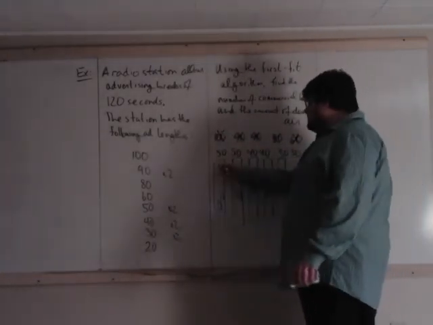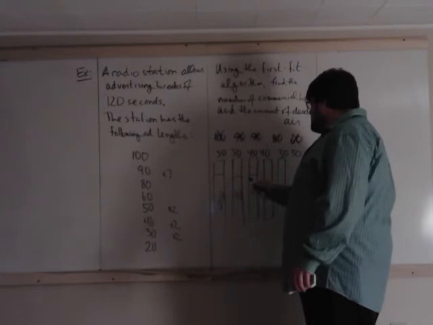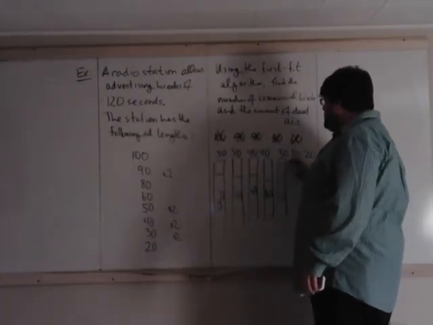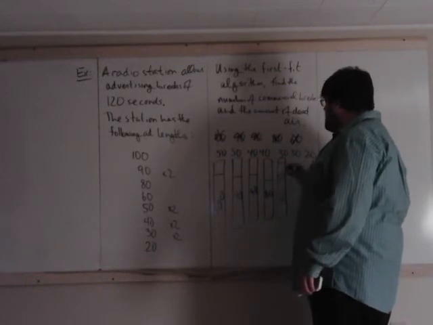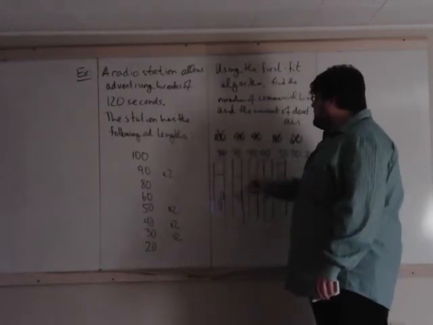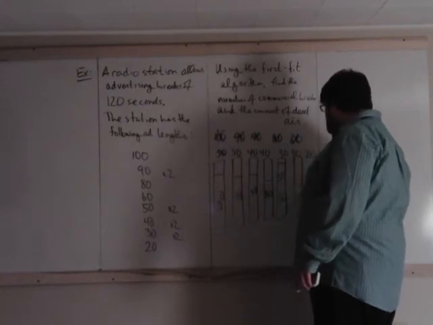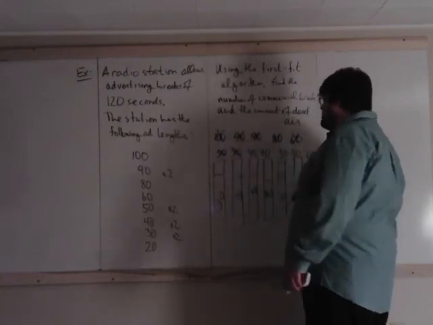Well, this is a 20-second block. This is a 30-second block, 40-second block. This right here is a 60-second block. So we can fit that 50 up there. And we have a second 50, so we're going to need a new bin for the second 50.